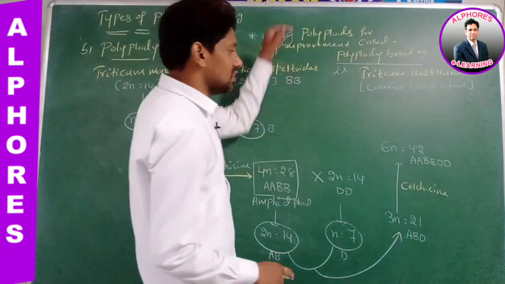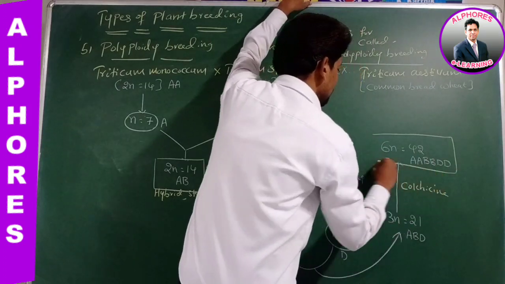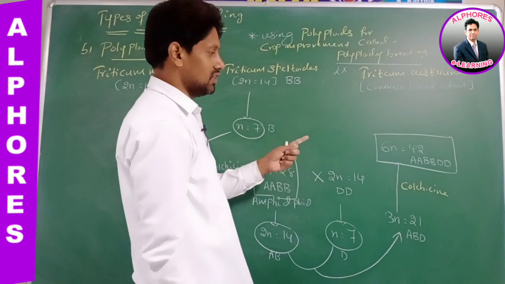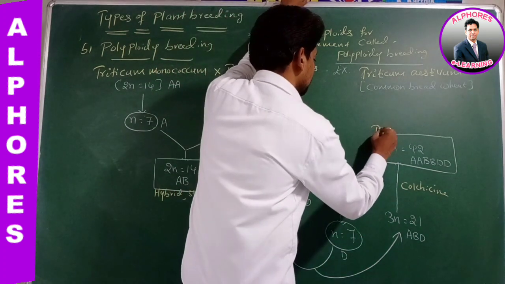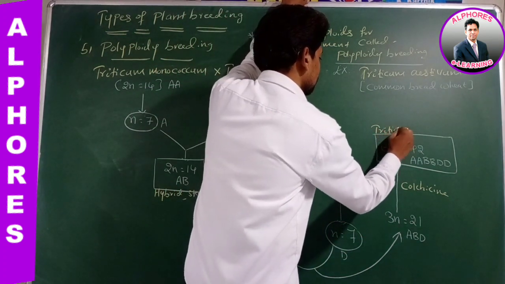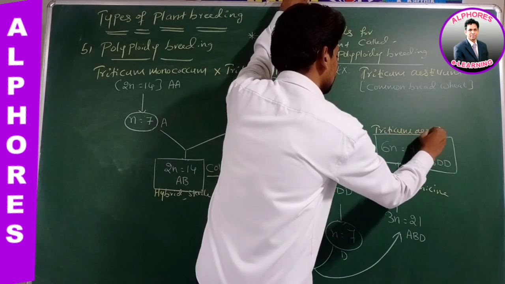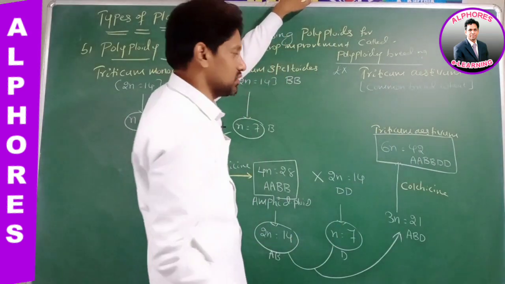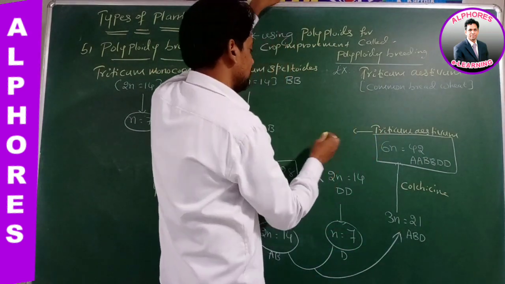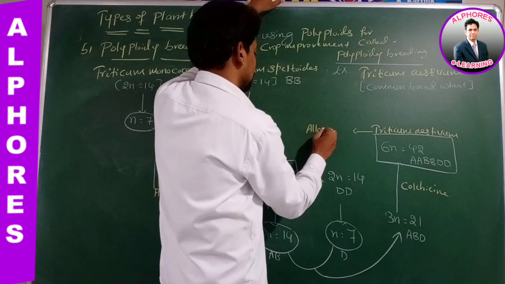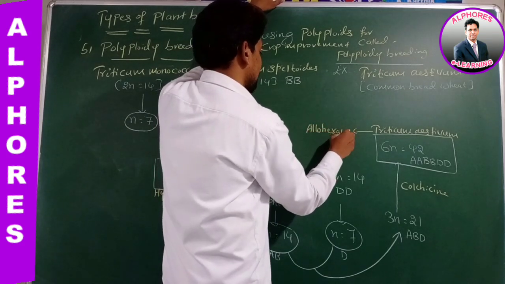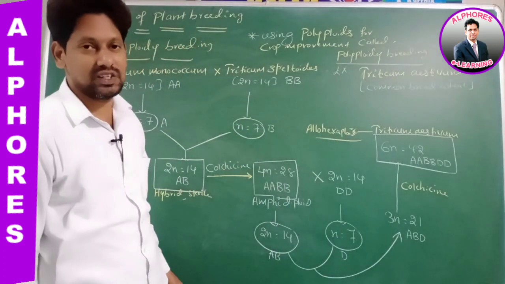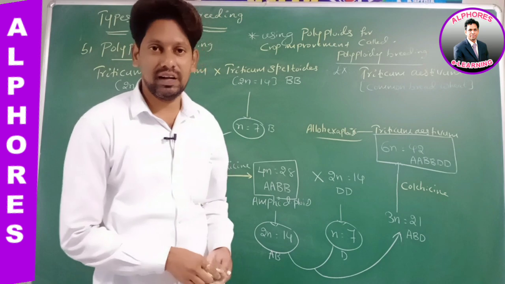Okay. Sir, this 6n equals 42 is Triticum aestivum. This is the common bread wheat. And it is an allohexaploid. It is allohexaploid, right?